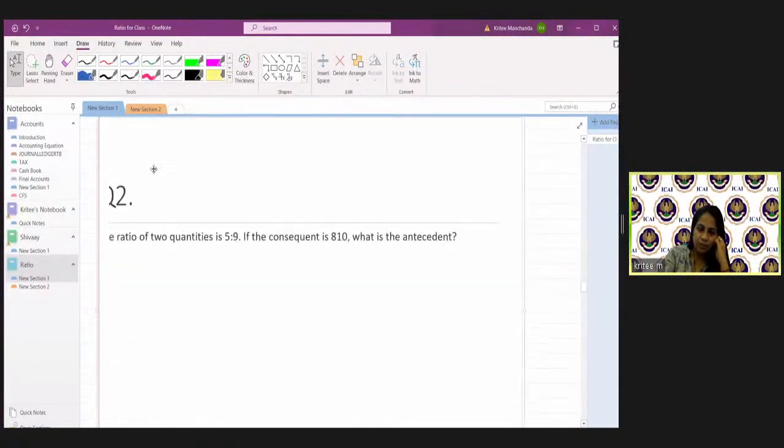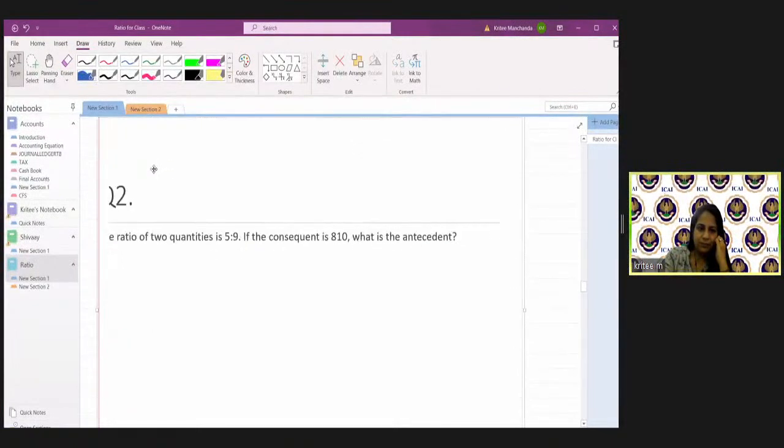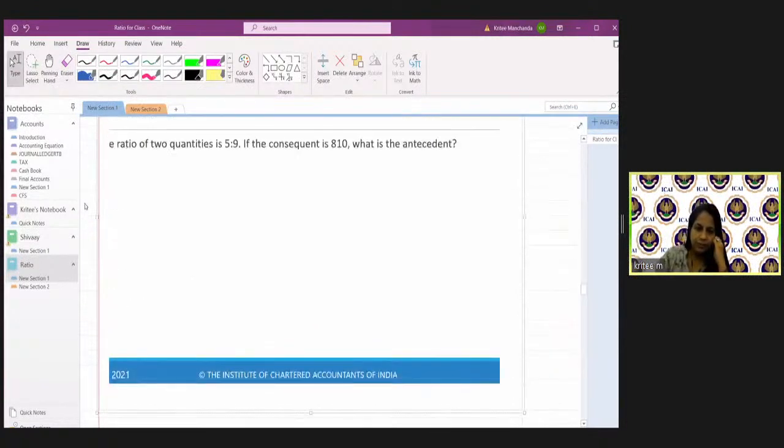Let's go for the second question. Okay. Let me just wait for a few seconds. This is the second question, and this is a very easy one. It says the ratio of two quantities is 5:9. If the consequent is 810, what is the antecedent? I told you that we are representing ratios in simplest form. So 5:9 is the simplest form.